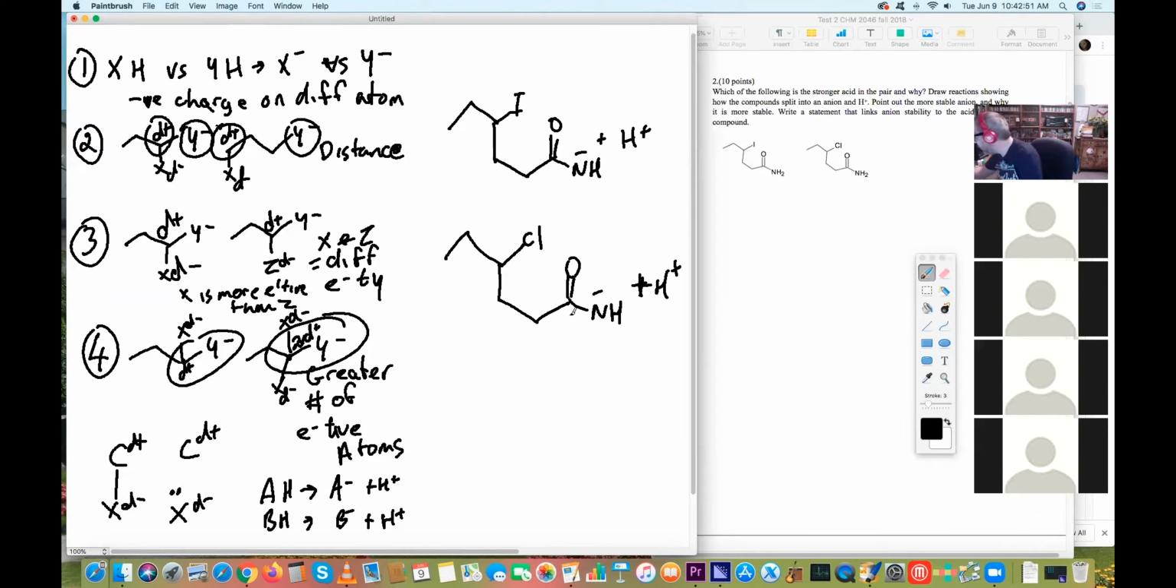And you can see here, it's based on the I and the Cl, which have different electronegativities. Cl is more electronegative than I. So this one would end up being more stable, which makes this compound here that I'm pointing to more acidic. All right, does anybody have any questions about number 2?